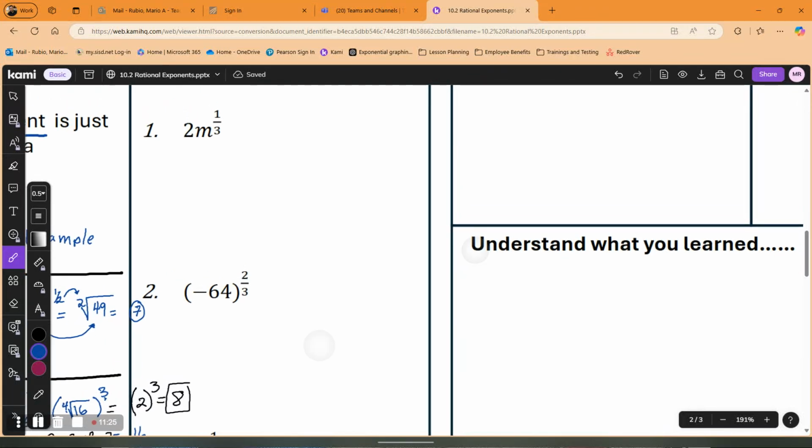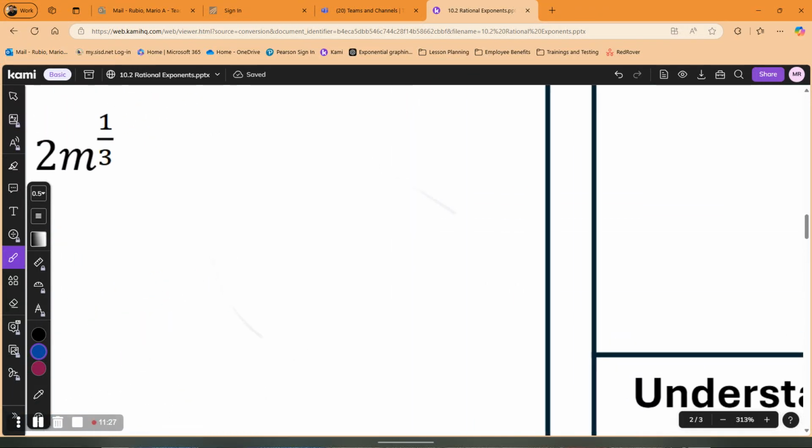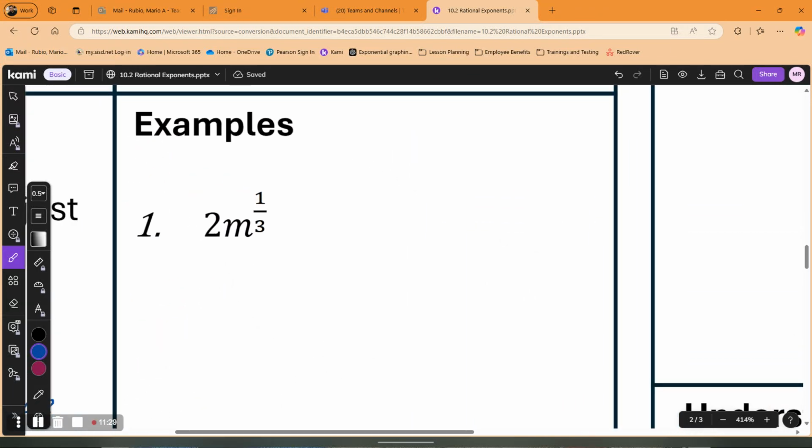Here's some more examples that I want to work through with you guys, and then I'll give you some practice on the next video. Okay, so what is this? This is case number 1. Now this fraction is only with the m. It does not go with the 2. Okay, it does not belong to the 2.